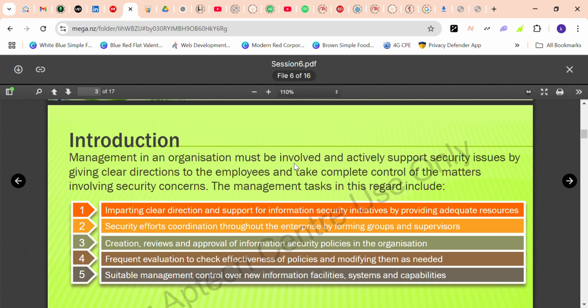They also have to evaluate whether the policy is fulfilling the purpose for which it was created. Are you with me? So they have to review it, and if there are any loopholes in the policy, they have to make amendments, change, and update it. And we also have number five, which is suitable management control over new information facilities, systems, and capabilities. They are also in charge of these.